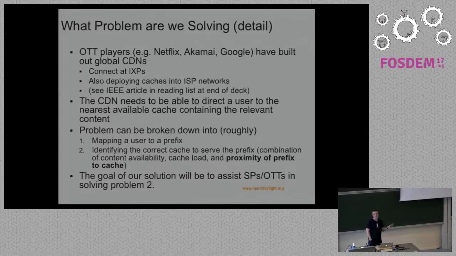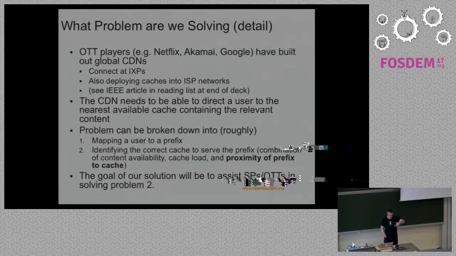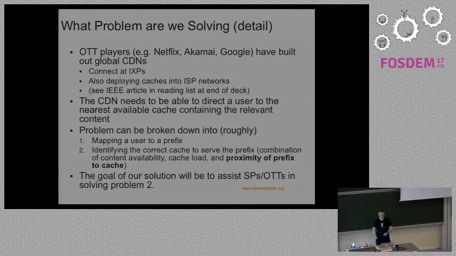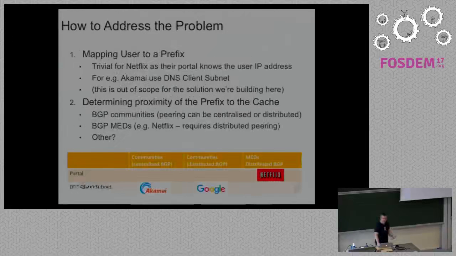And really it comes down to two different problems. The first one is, how do you know which prefix a user's on, which actually isn't that trivial. Think about it with DNS, because DNS serves cache: you do a lookup, and you don't actually know, as the authoritative server, who's asking, because the lookup from the ISP will only come once. You don't know who's asking for that address, you just know it's their resolver. So how do you map a user to a prefix? And then having done that, how do you figure out the right cache? And that's effectively what we're trying to solve here. In terms of mapping users to prefixes, Netflix do it because they have a portal.